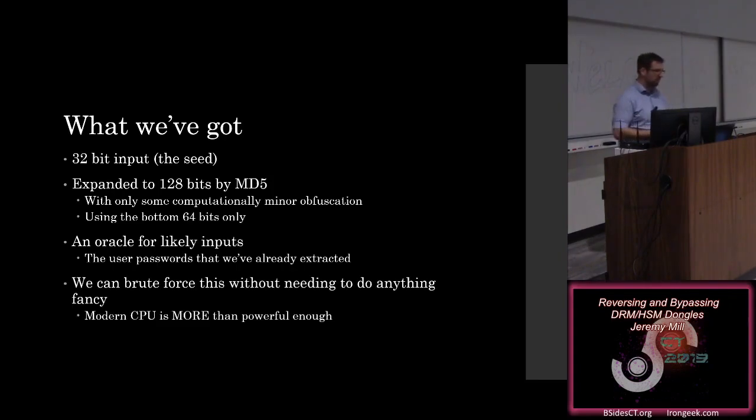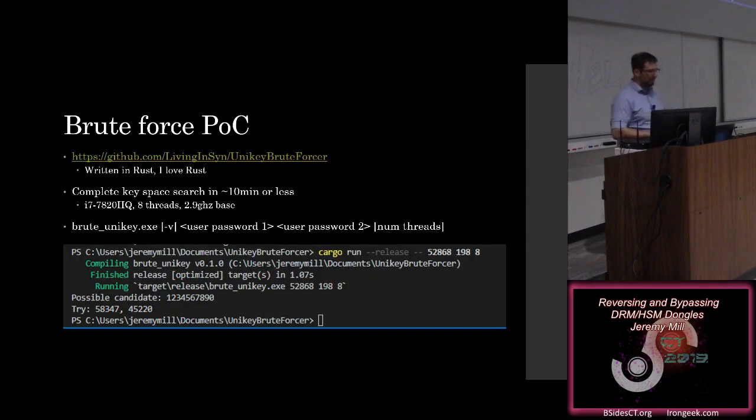So we can brute force this without needing to do anything fancy, right? This isn't going to require a GPU cluster. We're not going to go over to AWS and go rent some GPUs. I'm just going to use my laptop. So I did, and there's a proof of concept out there that you can go and grab. I wrote it in Rust because Rust is awesome. If any of you deal with CVEs on a daily basis and you see how many of them come from C in memory, you should also love Rust. That's my little plug. But the end state of this is you can brute force the entire key space in about 10 minutes on a reasonably powerful laptop.